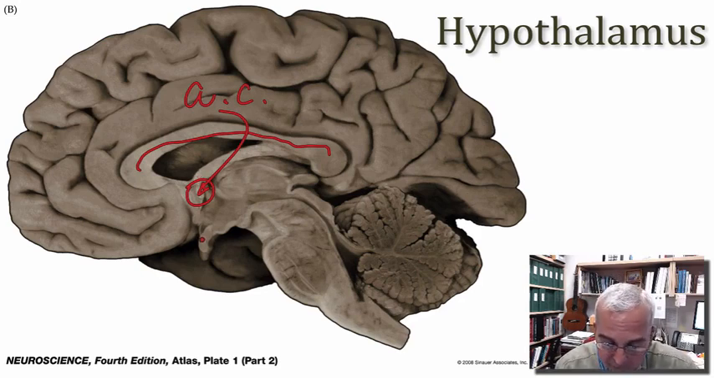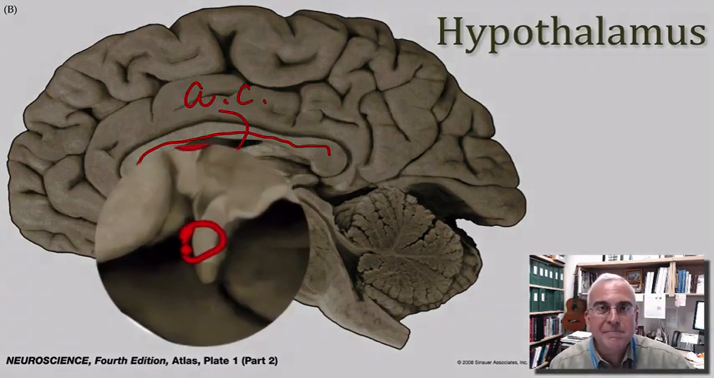Okay, so the low point of the triangle is right here. And again, does anyone know what this is?